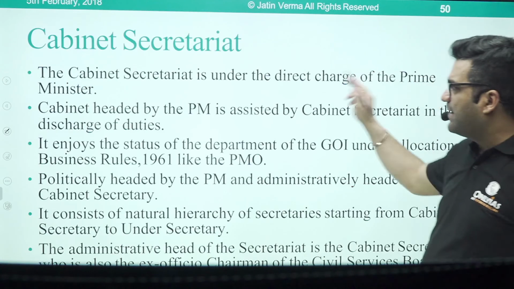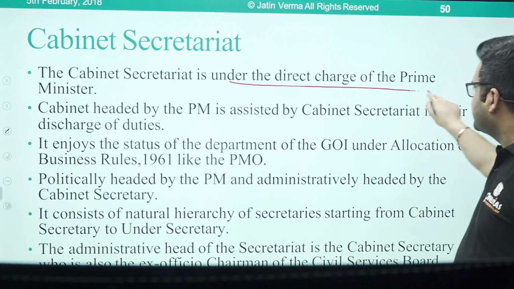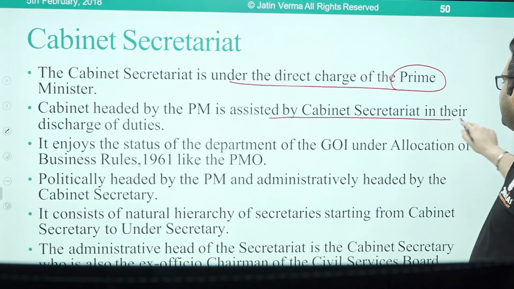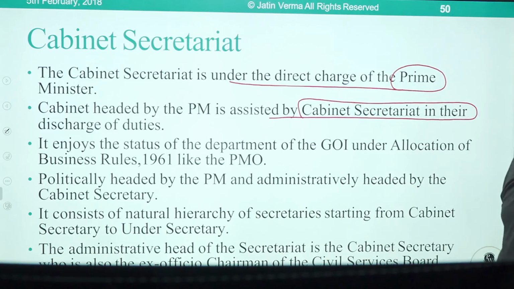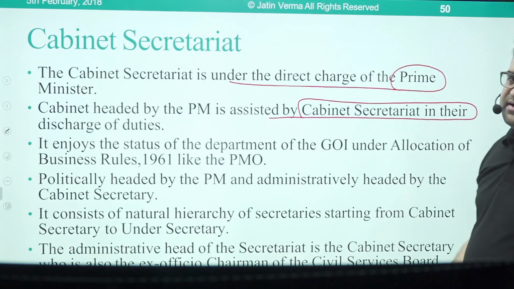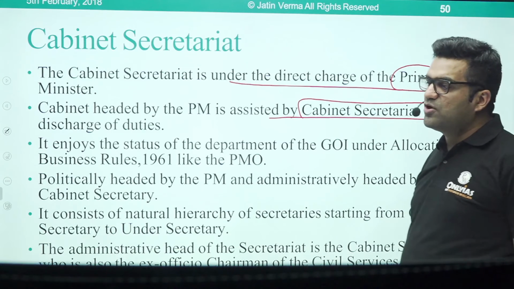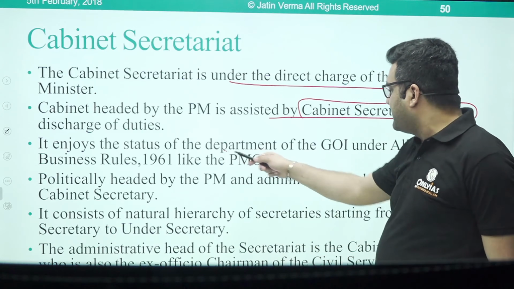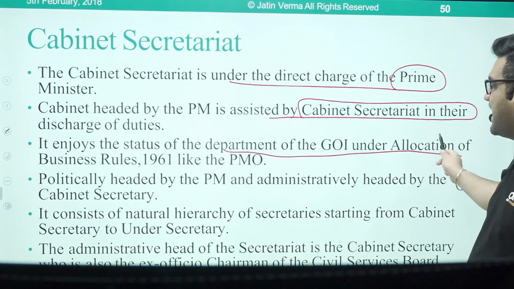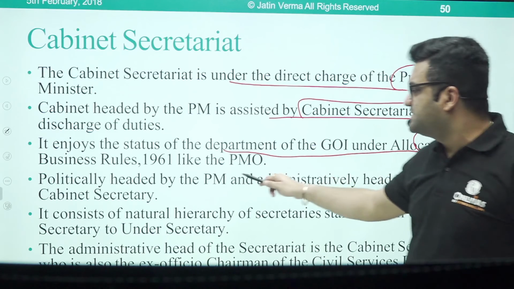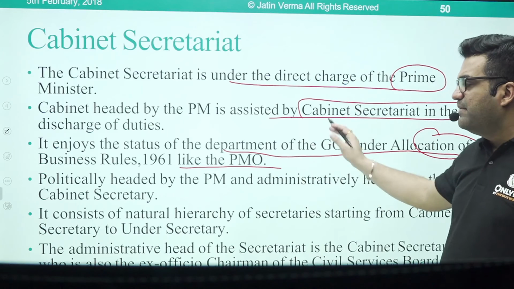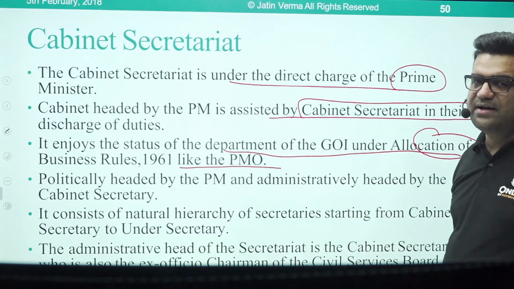Then coming to the cabinet secretariat, it is under the direct charge of the Prime Minister. The cabinet headed by the PM is assisted by the cabinet secretariat. There are around 100 to 200 IAS officers in the cabinet secretariat, the cabinet secretary being the topmost bureaucrat of the country. It enjoys the status of a department of the government of India under the Allocation of Business Rules 1961, like the PMO. So insofar as the rules are concerned, PMO and cabinet secretariat are equally placed.